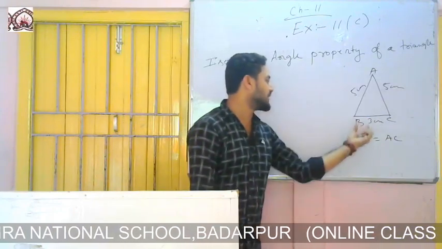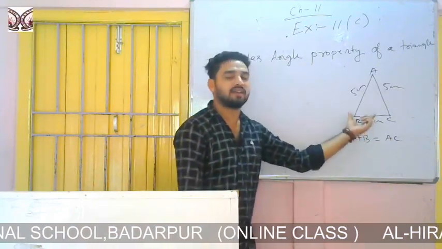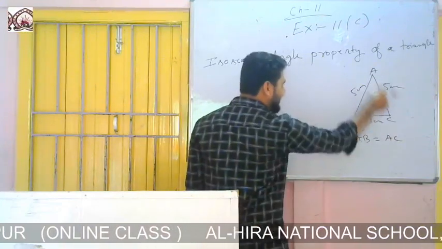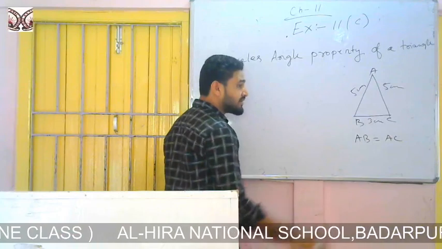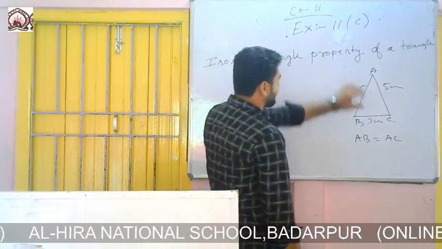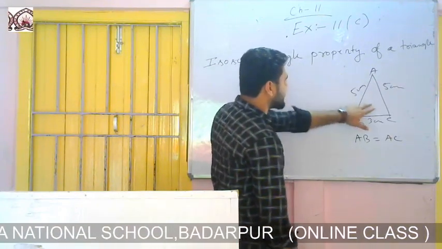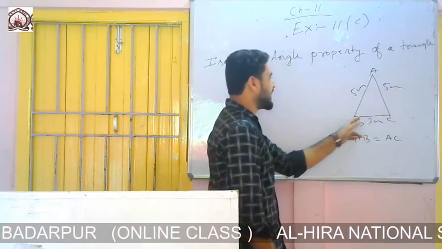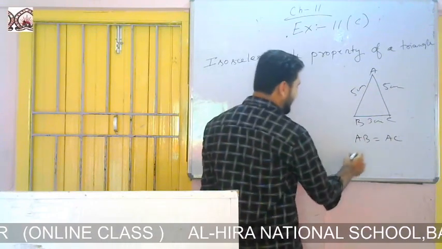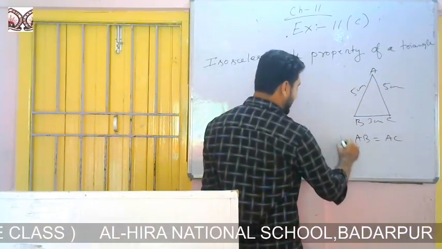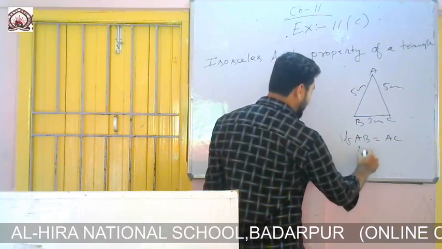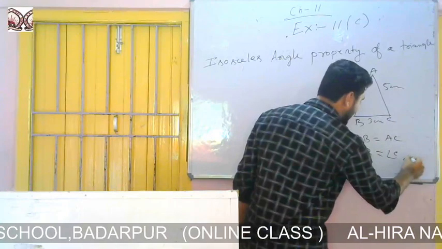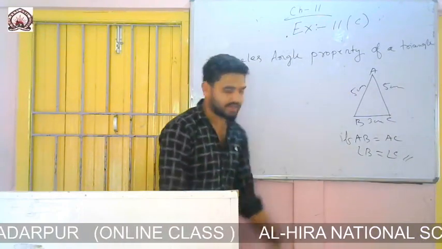Here you see AB equals AC, so this is an isosceles triangle. If two sides are equal, then their opposite angles are equal. For this side the opposite angle is angle C, and for AC side the opposite angle is B. So we can write, if AB equals AC, then angle B equals angle C, and this is the property.